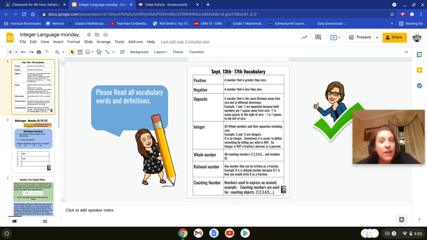So 5 and -5 are integers. 0 is an integer. Sometimes it's easier to define something by what it's not. An integer is not a fraction. An integer is not a decimal. And so we have our whole number and rational number and counting number examples.